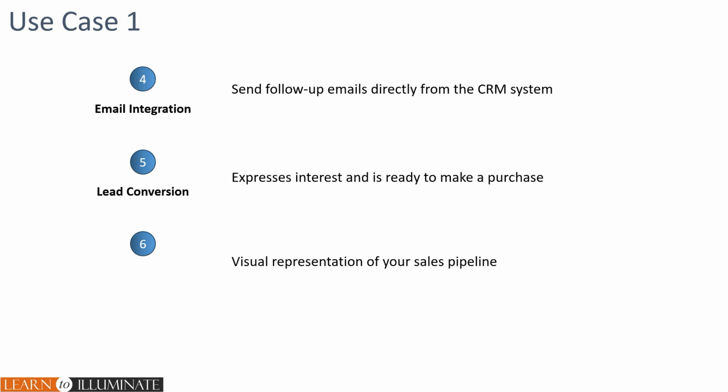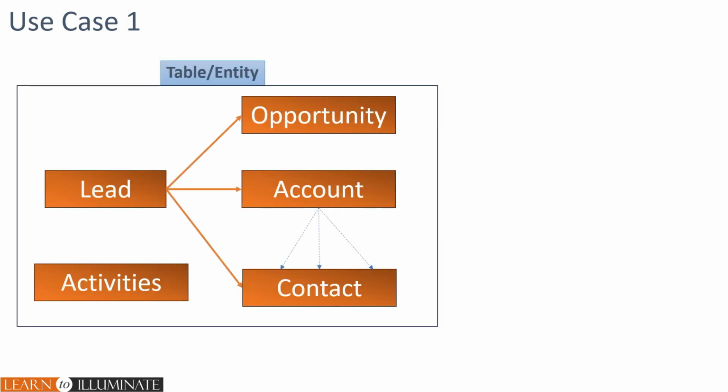The CRM model provides a visual representation of your sales pipeline, showing where each lead is in the sales process. So this helps us see whether a lead is likely to convert into a customer or not. That's called pipeline visualization. So we are able to capture the information, we can do some follow-up, we can convert the lead into an opportunity, and then we can do a visualization of the pipeline. For this sales process, we have a few tables to store the information, like leads, opportunity, account, contact, and activities.